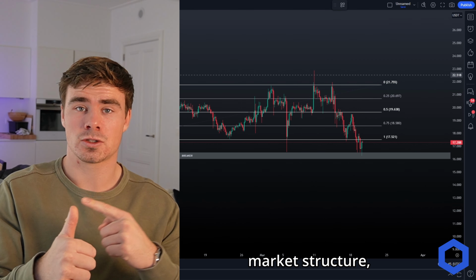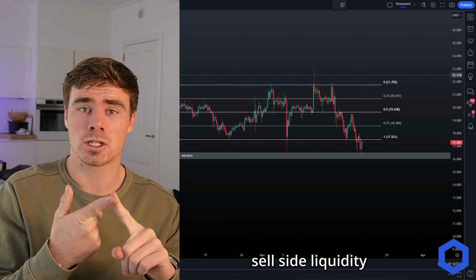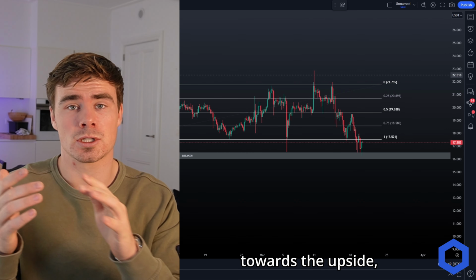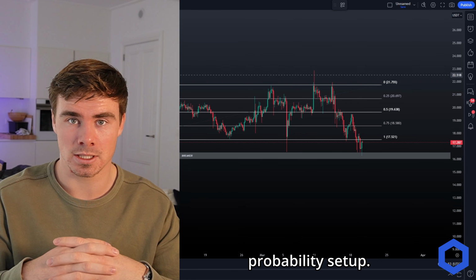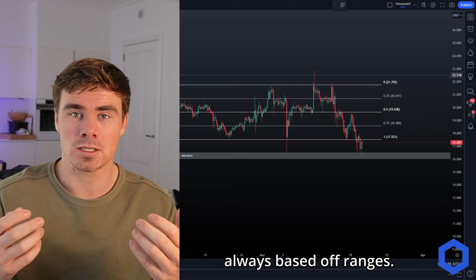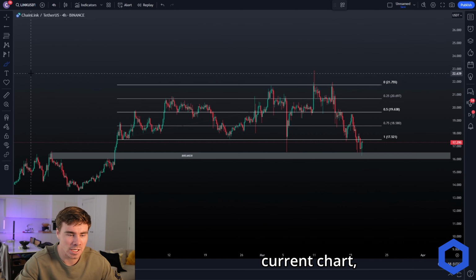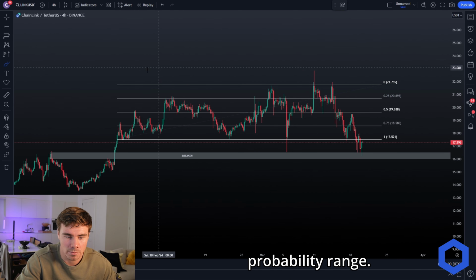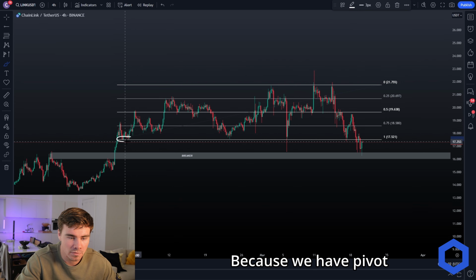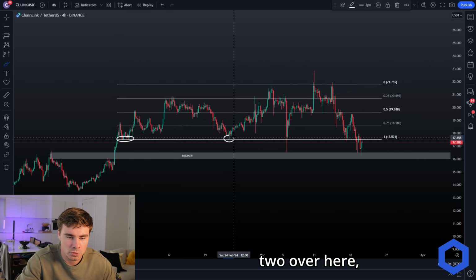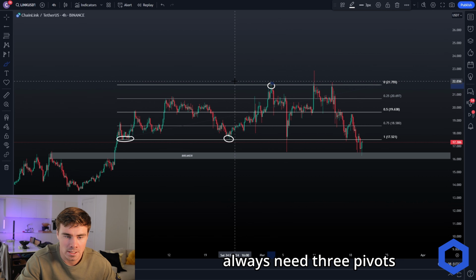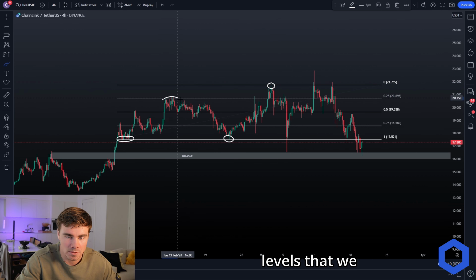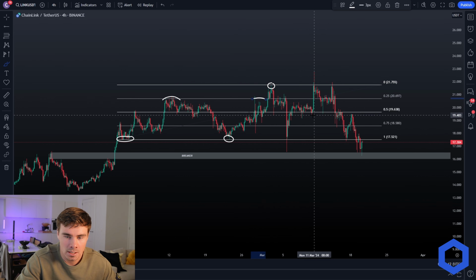After we identify market structure, after we identify the sell side liquidity and the liquidity that is resting towards the upside, we need one more trigger for our trading system in order to get a high probability setup. And that trigger is always based off ranges. And when we look at the current Chainlink chart, we can see that we have ourselves a high probability range. Why? Because we have pivot number 1 over here, pivot number 2 over here, and then pivot number 3 over here. And we know that ranges always need 3 pivots, and that the range levels that we can see over here need to get respected as resistance and as support.